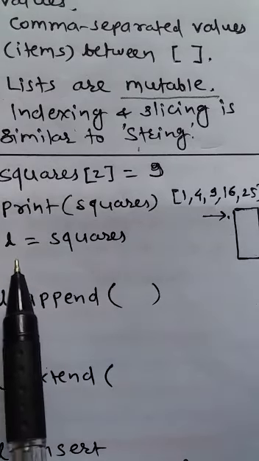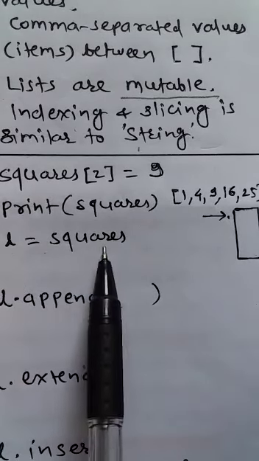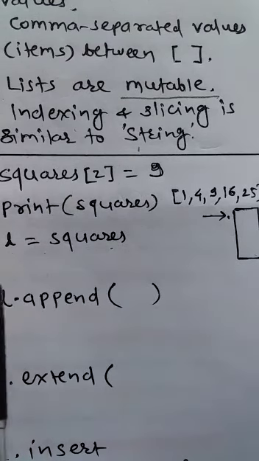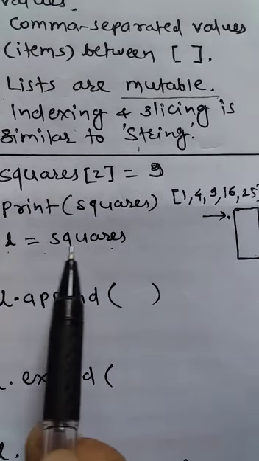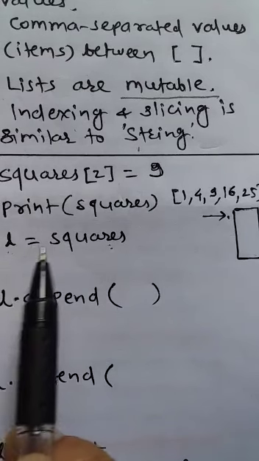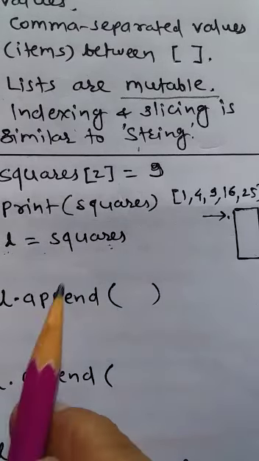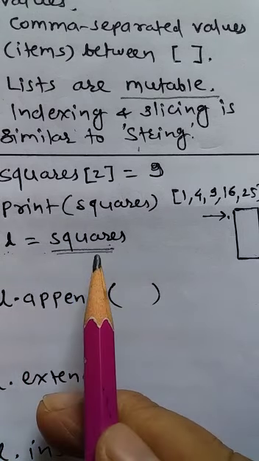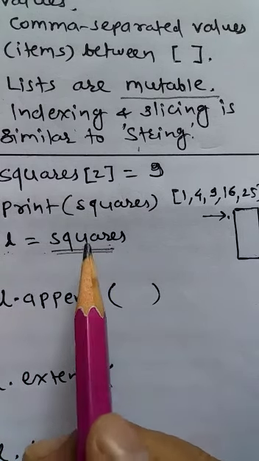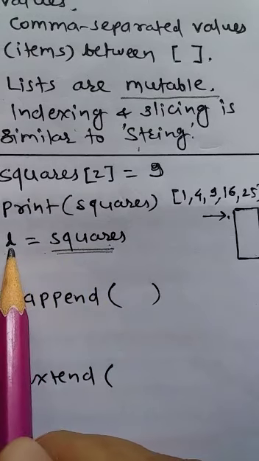Okay, now see this one important statement. L is equal to squares. Which list do I have? Squares. Now what will this assignment do? It will represent L equal to squares. Now squares is one list, and we are assigning that list to a variable L.